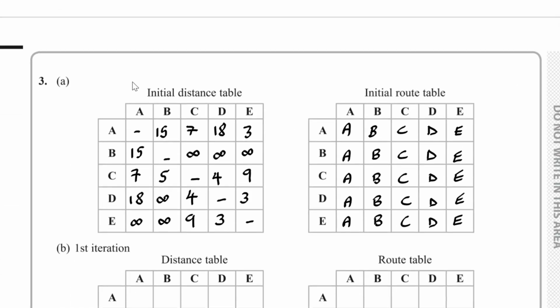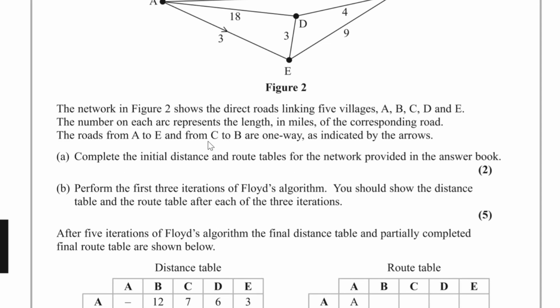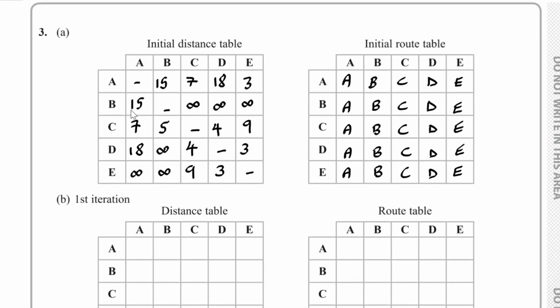So here we have completed our initial distance table and our initial route table. And for part B, we have to perform the first 3 iterations of Floyd's algorithm. You should show the distance table and the route table after each of the 3 iterations. Now, the way we approach this question is we start off looking at A.